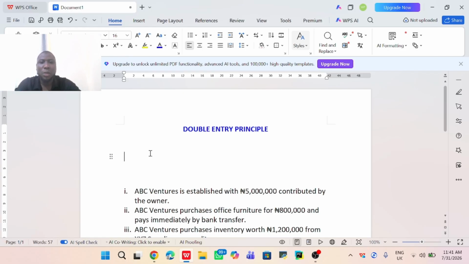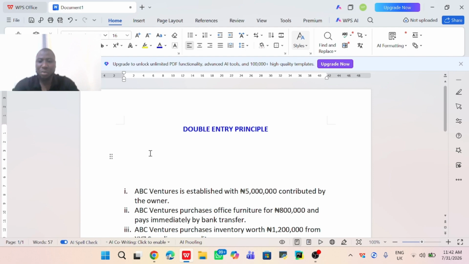Double entry principle is a principle that guides the preparation of accounting. You will see that if you buy something, they will credit it, or if you do something, they will debit it. You receive a debit alert from the bank. Your accountant or your teacher will say credit this thing. There is a principle that guides those things, and it is known as the double entry principle.